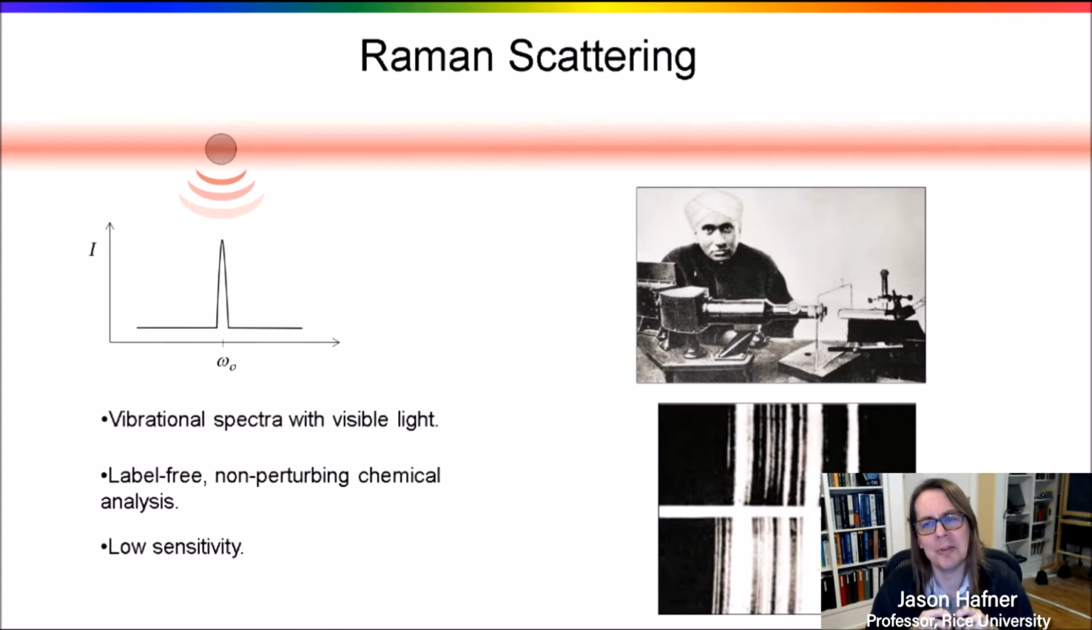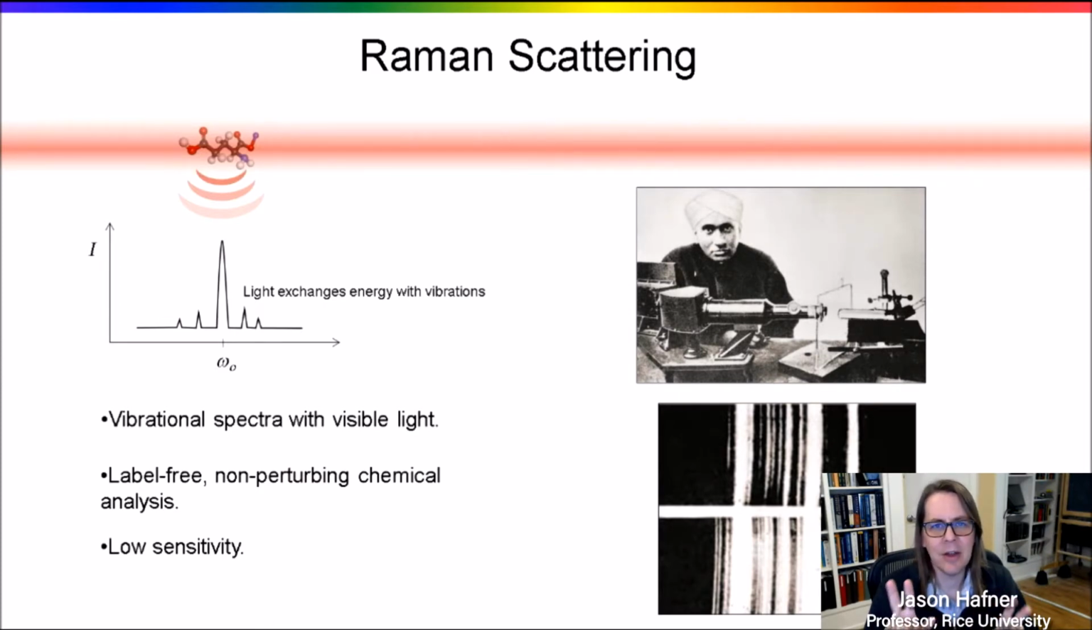I was trying to minimize my animations. So if you put a molecule there, something real, then suddenly you see extra peaks. You see the big strong peak at omega naught. Most of the light is at the original frequency, but then you get peaks on either side of that peak. And those are what was discovered by Mr. Raman. And what's happening is the light is interacting with the vibrations of the molecule.